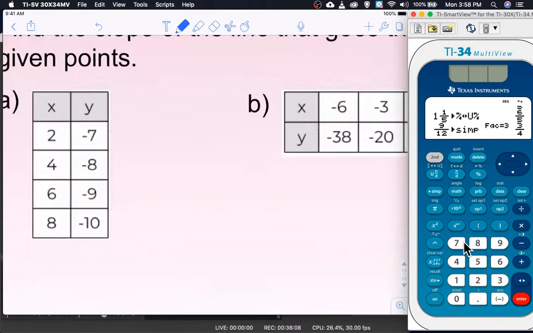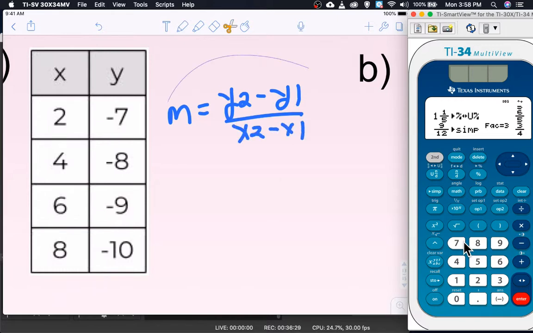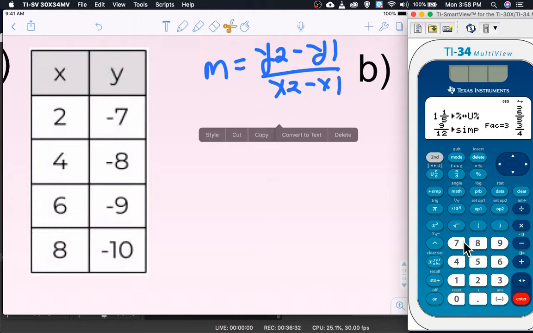So if you look at this, letter A here, I have a table, and we would like to be able to find the slope of this line. This is a line. And how do we do that? Well, we're going to use that slope formula from back in the beginning. The m equals y2 minus y1 over x2 minus x1. That's the formula we're going to use.